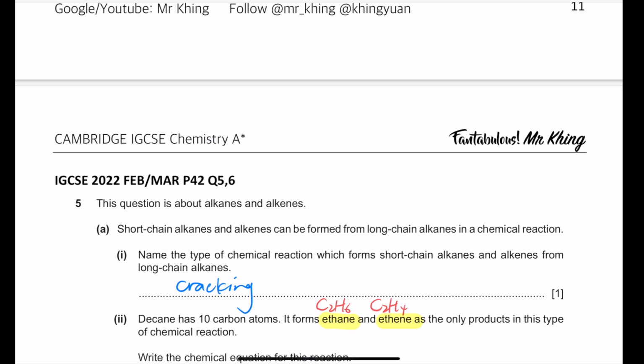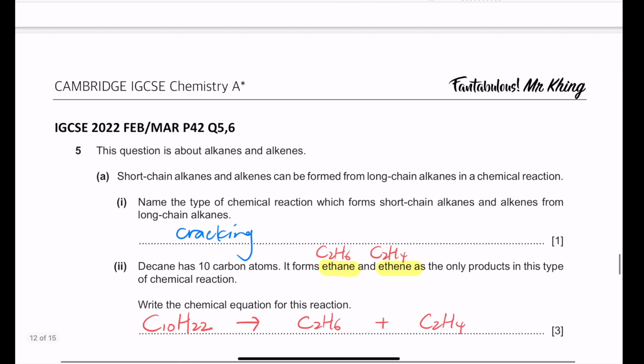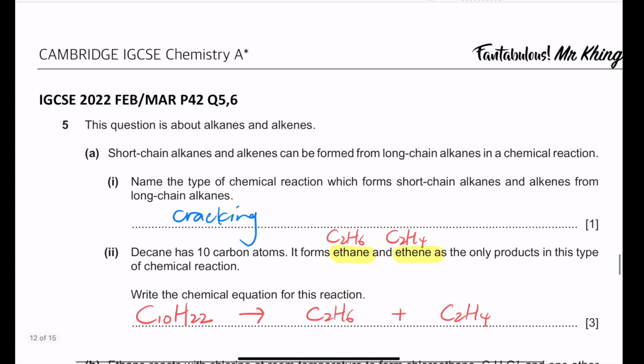So it produces just C2H6 and C2H4. Okay, so eventually, how does it look like? It looks like this. The 10 carbon alkane, CnH2n+2. So it produces just these two products, that's it.